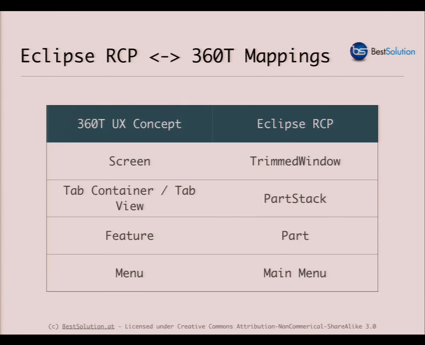Just for those of you who are curious, and so you know it is actually RCP, just a quick mapping between our 360T concepts and the Eclipse RCP ones. So the screen, of course, is a trim window, tab container, tab view is a part stack, features are parts that we can dynamically assemble in the application model as part descriptors, and menus are just menus. As I said, there is some custom rendering from these standard Eclipse RCP components to JavaFX, but it's also possible to customize these with the e(fx)clipse stuff and the custom renderers that some of you were here for the previous presentation as well and saw that.